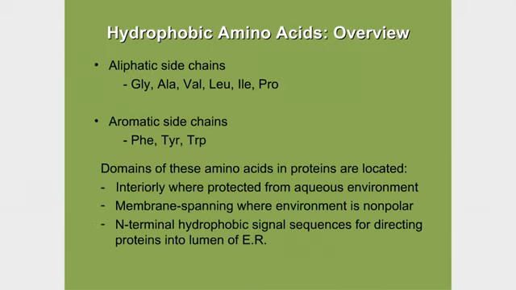Shown here is a grouping of the hydrophobic amino acids. These are the amino acids in which the R group is a hydrophobic R group. And of these, there are two subclasses: aliphatic side chain amino acids, glycine, alanine, valine, leucine, isoleucine, and proline. And then the other subclass are the aromatic side chain amino acids, phenylalanine, tyrosine, and tryptophan.